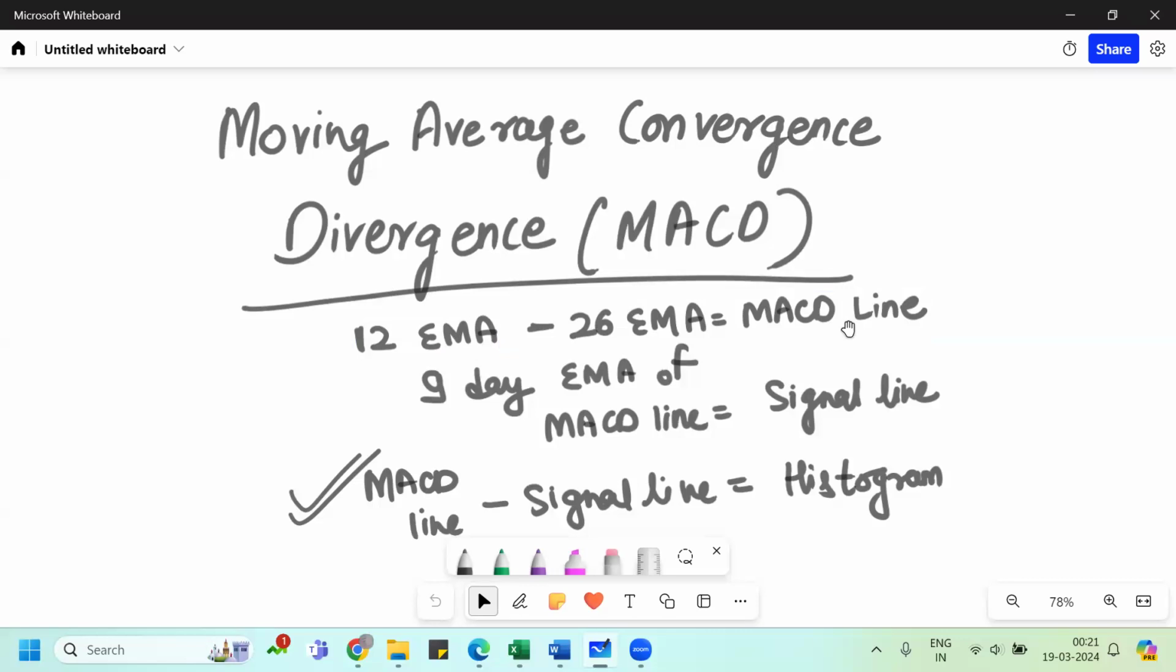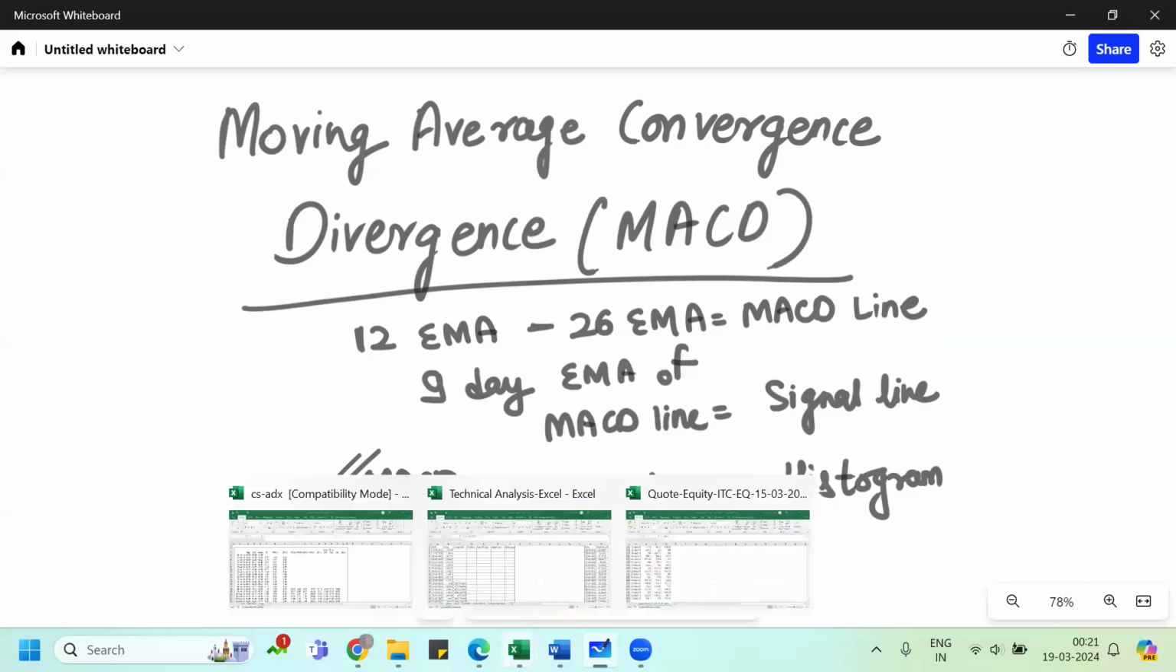Once you get this MACD line, then what we do is find the 9-day average of the same, and that we call the signal line. So I'll show you the same thing in MS Excel.